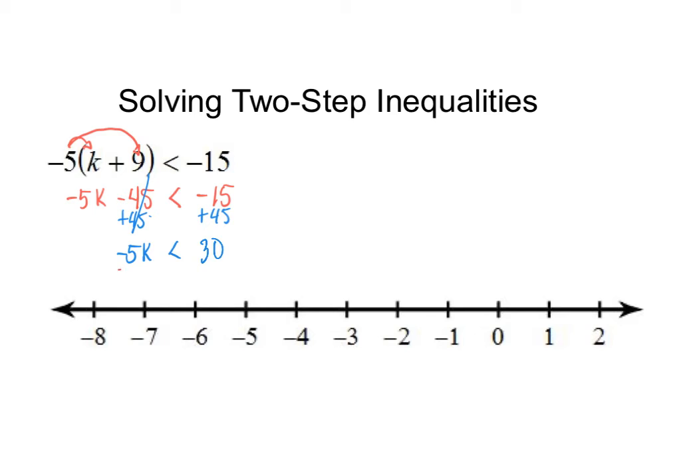Now we need to divide by negative 5 on both sides. We are dividing by a negative number, so my symbol will need to flip. Instead of less than, it now becomes greater than, and then 30 divided by negative 5 will give me negative 6. Now I need an open circle at negative 6. Variable's on the left, so this is telling me x is greater than negative 6. So bigger to the right.